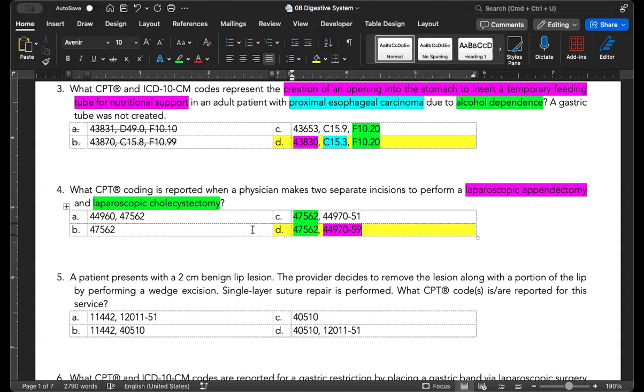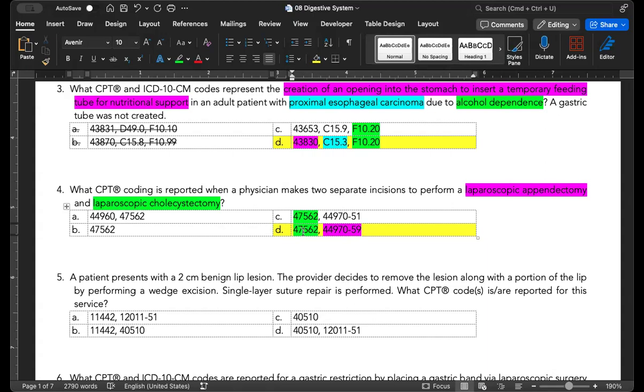Does the 47562 have to come first before the 44970? Yes, because your 47562 is going to have a higher RVU value. Thank you. You're welcome. So from a testing perspective, they're typically going to list those in RVU order. So you shouldn't have an option that has 44970 and then 47562 with a 59, and then you have to choose between the two. Your correct answer should be obvious once you have gotten your correct codes.